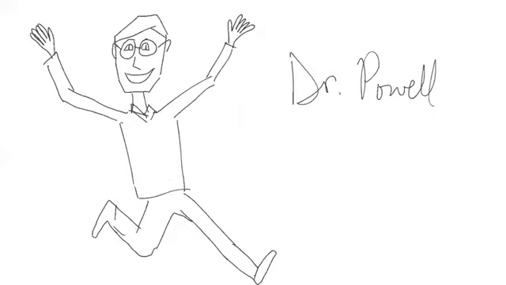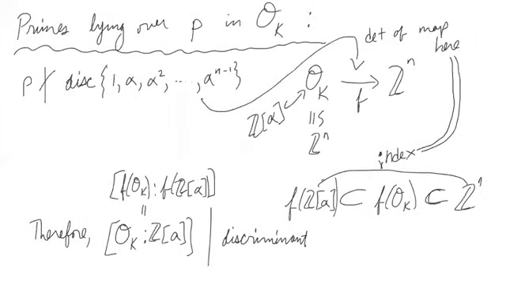Welcome to a lesson with Dr. Powell. We're going to look at the form that primes take on in a ring of integers of a number field K that lie over a rational prime p. We're going to assume that our prime p does not divide the discriminant of a power integral basis for this number field K.